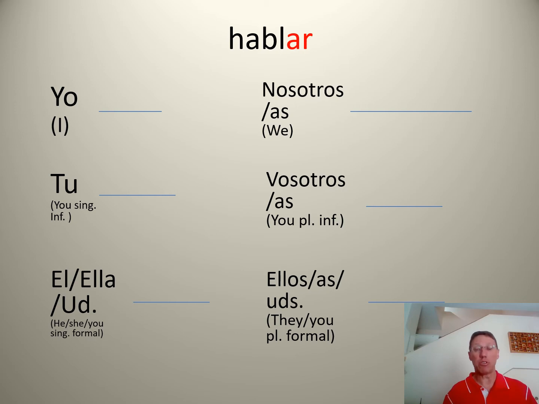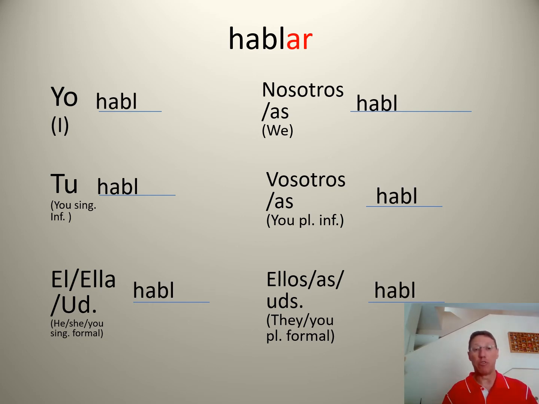Then we have nosotros or nosotras, we, masculine, feminine. Vosotros, vosotras is you, plural, informal, masculine or feminine, and that is the plural form of tu. And then we have ustedes, which is the plural form of usted, you, formal, plural, which goes together with ellos and ellas, they masculine or they feminine. So what we do is we take the root form of the verb, which is the part without the ending. So without the AR, we just put the rest of the root, the HABL, into each of the spaces and then give it the appropriate endings.